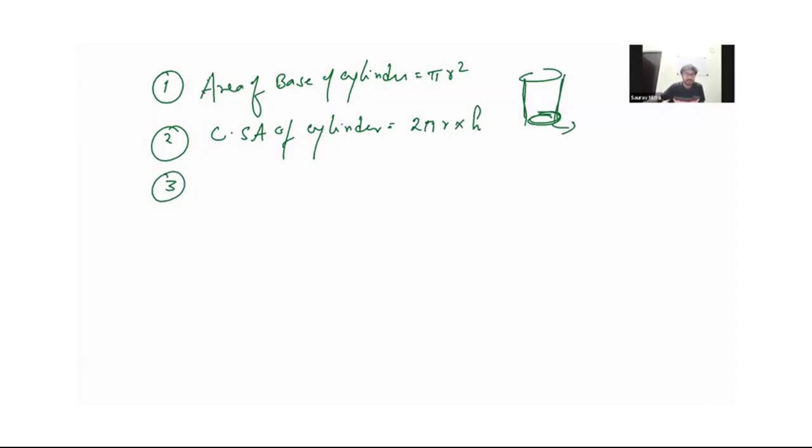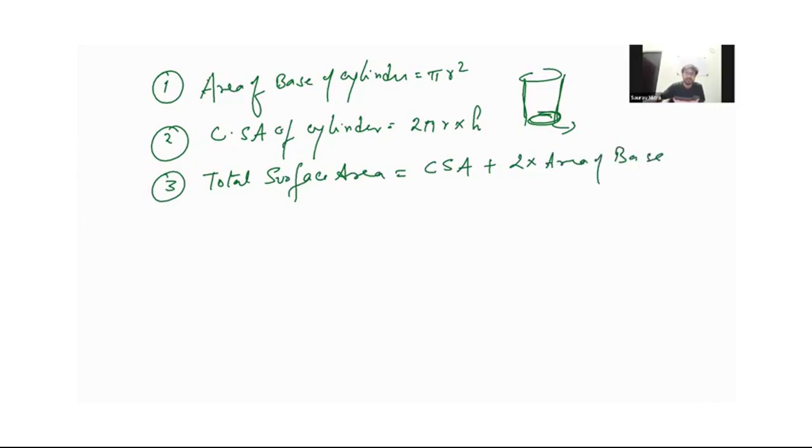Now the third one is your total surface area. What is the total surface area? Total surface area will be calculated as curved surface area plus area of the bases. And how many bases are there? 2. So 2 into area of base.